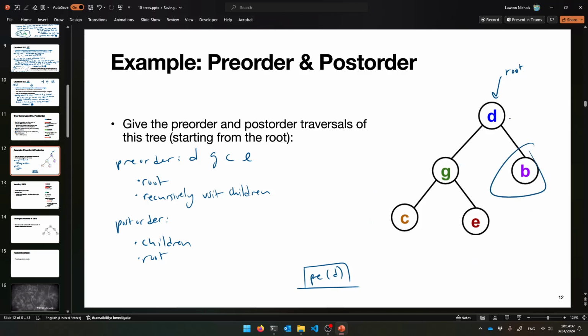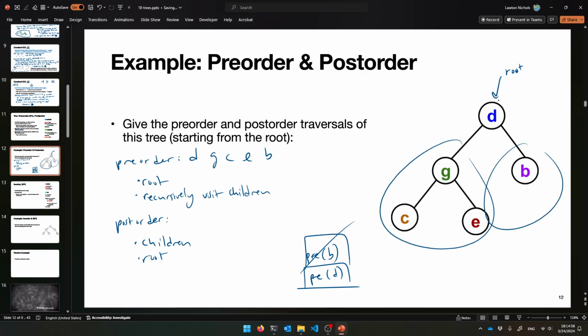So now we'll visit this subtree. We're going to call pre-order on B. The root of that subtree is B, so we just saw the B node. Then we'll recursively visit any of its children, but there are none, so this will just pop back off. Then we're back in D, and it is finished. So that is the pre-order traversal order in which you're going to discover the nodes and look at them.